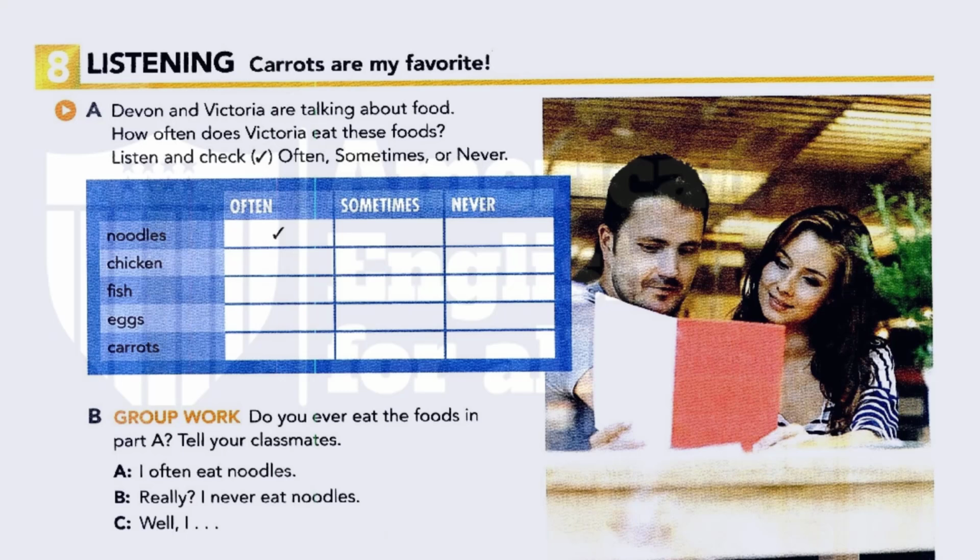So, what looks good, Victoria? I don't know yet. Well, the soup is really good. Do you like noodles? Oh, yeah. I often eat noodles for lunch. I just don't want them tonight. Okay, well, the chicken is great here. How about that? Oh, no. I never eat chicken. I don't like meat. Really? Yeah. Sometimes I have fish or eggs, but I never eat chicken or beef.